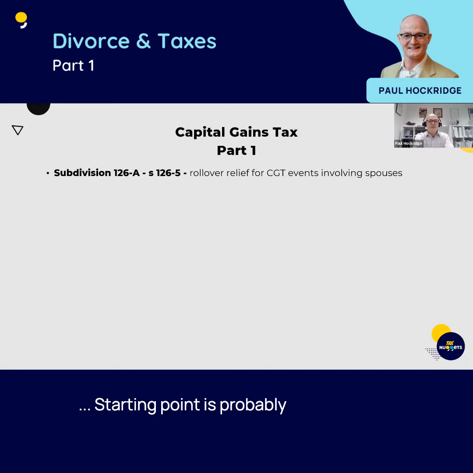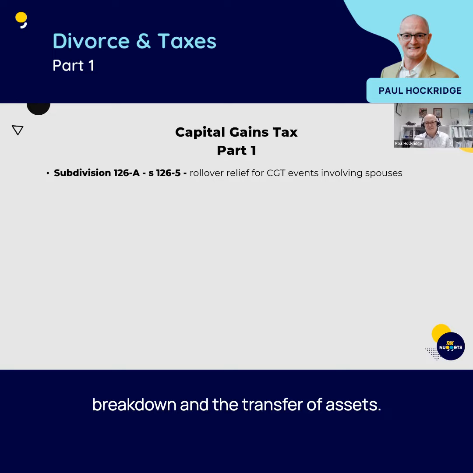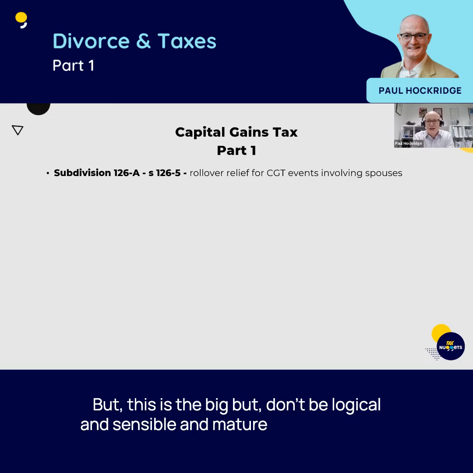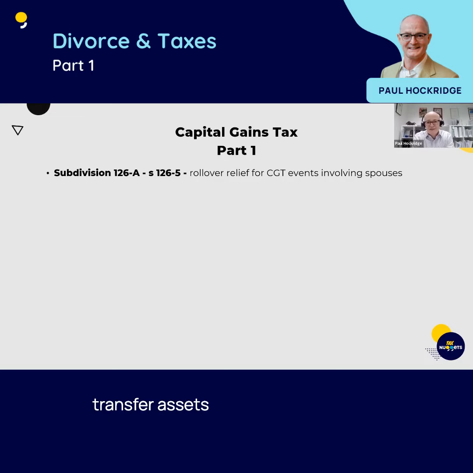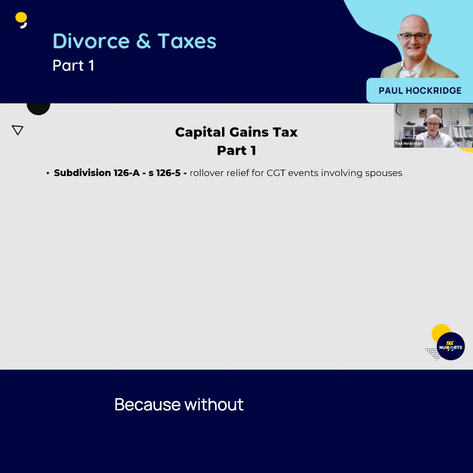Starting point is probably to go to 126A and particularly 126(5) and 15, because they're the provisions that provide CGT rollover relief in the event of marital breakdown and the transfer of assets. But this is the big but. Don't be logical and sensible and mature and rational and transfer assets between you and your spouse before you get an order of the court, because without an order of the court, there is no rollover relief.